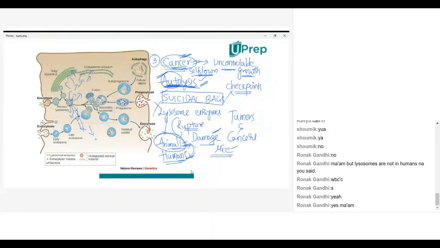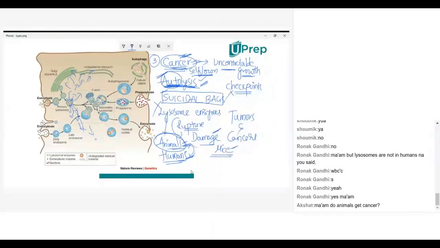You'll be familiar with mice clinical testing and all. Yes? Yeah, of course, Akshay. Animals will get cancer, but they don't know because they won't go to a clinic for a checkup now. That's what. Clear?